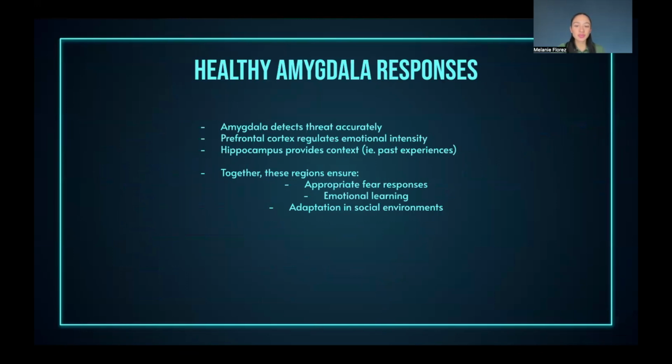In a healthy brain, the amygdala helps detect actual danger and modulate emotional memory. It is regulated by the prefrontal cortex, which helps tone down excessive reactions, and the hippocampus, which adds context. This balance is very important as it helps us respond to fear without overreacting and interpret emotions in social settings appropriately.